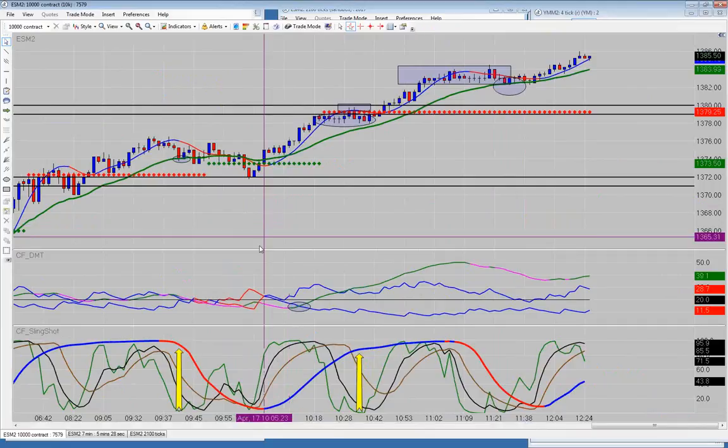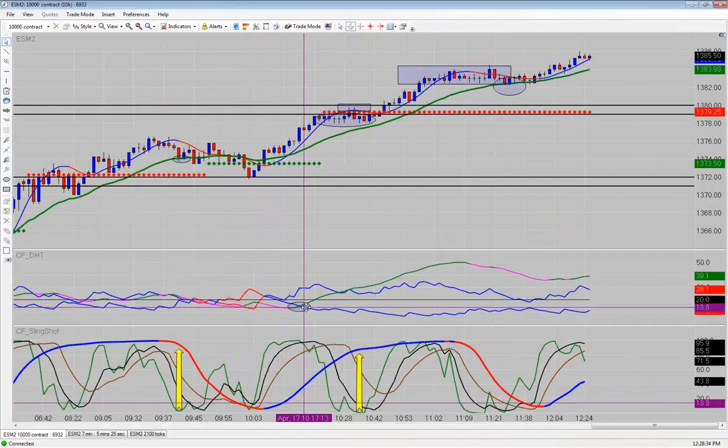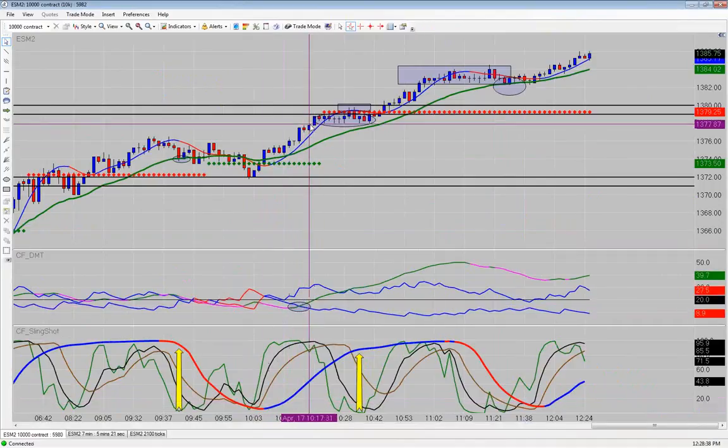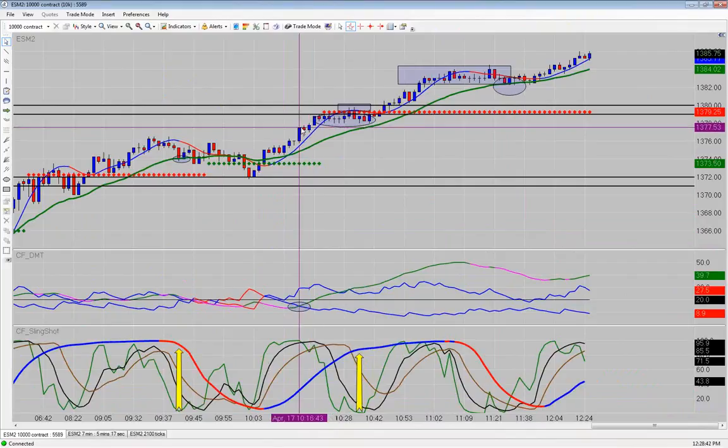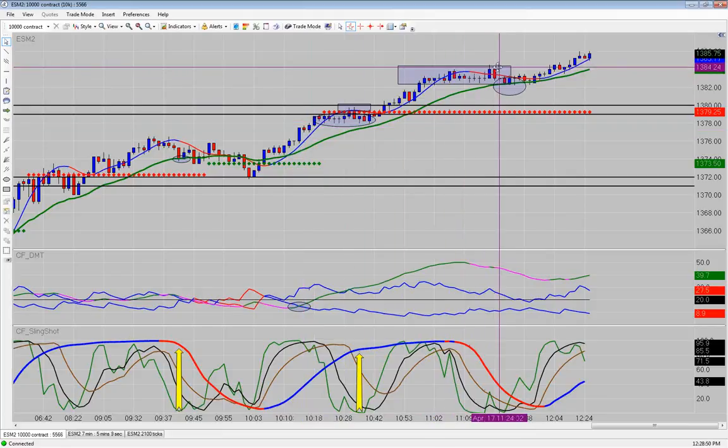One thing worth noting, down here on the DMT, we had a pierce of the blue envelope. Price at the time was at 1377.75, I believe, right? 1377. That suggested a 5 to 6 point move up off of 1377. That would put us up at 1383. You can see it achieved that 6 point move right here.